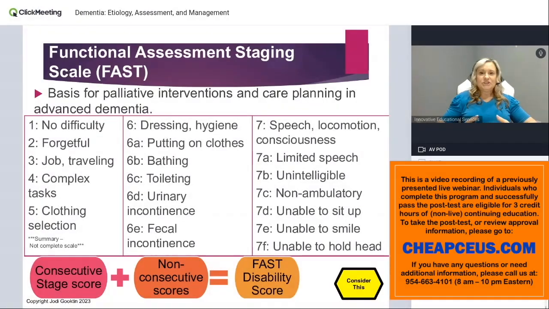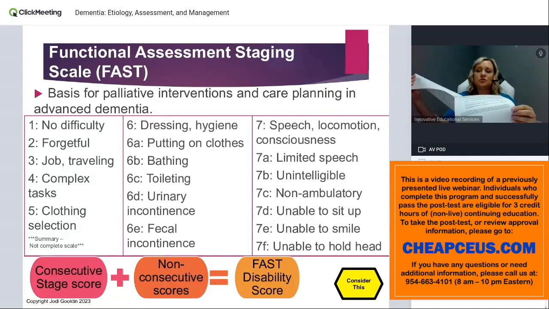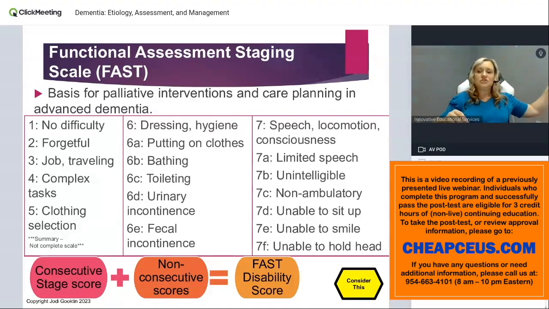Looking now at staging of individuals with dementia, the functional assessment staging scale, it's called the FAST scale. I just put kind of like a summary here of the categories. There is a lot more to the tool. It's much more descriptive. And again, for all these tools, I do have links to them at the end of your course notes package. This scale really helps in planning for the individual to meet their needs, looking at palliative intervention and care planning for someone who's more in the advanced stages of dementia.